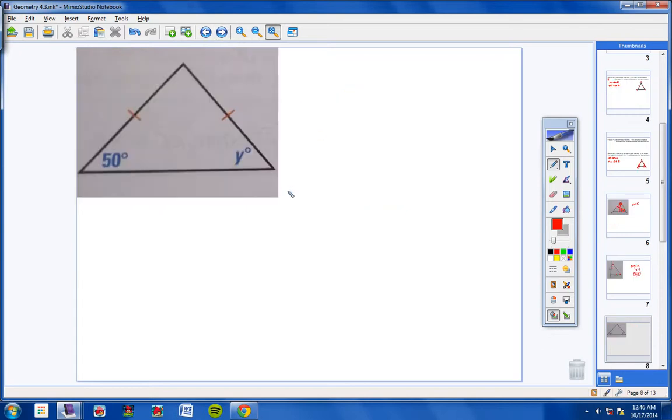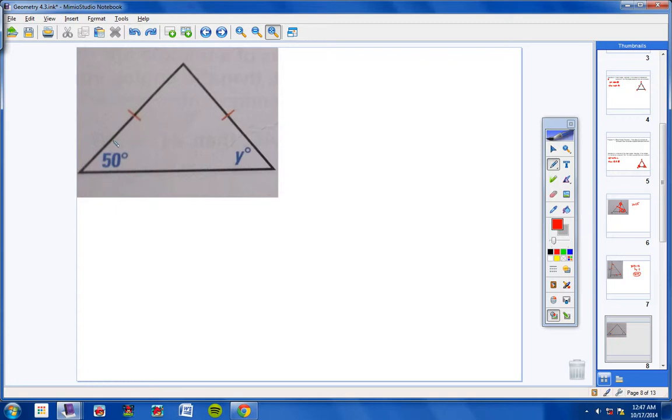Here we go. All right, go ahead and copy this in your notes if you would, please. Copy this triangle down. Put 50 degrees right here. Put a y right here. And then be sure and mark this side here congruent to this side over here. All right. And here we go, students. You're probably working ahead. This is pretty simple math. It's not that difficult, okay?